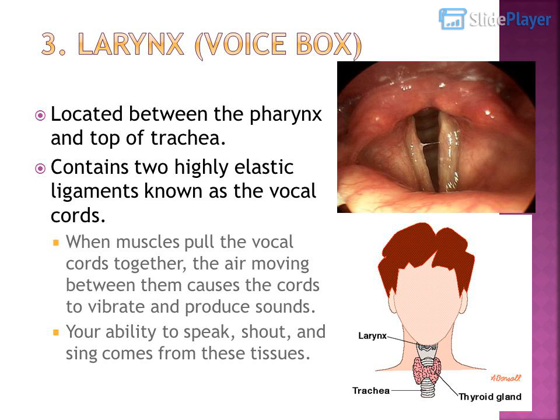3. Larynx, voice box, located between the pharynx and the top of the trachea. It contains 2 highly elastic ligaments known as the vocal cords. When muscles pull the vocal cords together, the air moving between them causes the cords to vibrate and produce sounds. Your ability to speak, shout, and sing comes from these tissues.